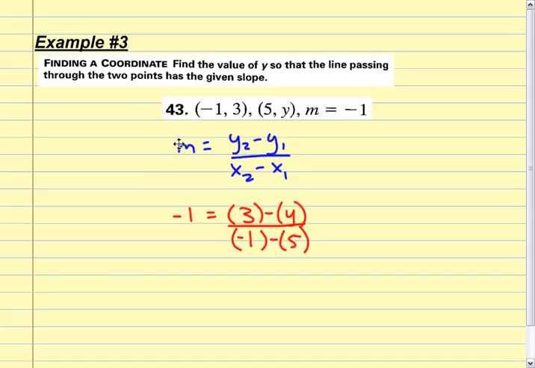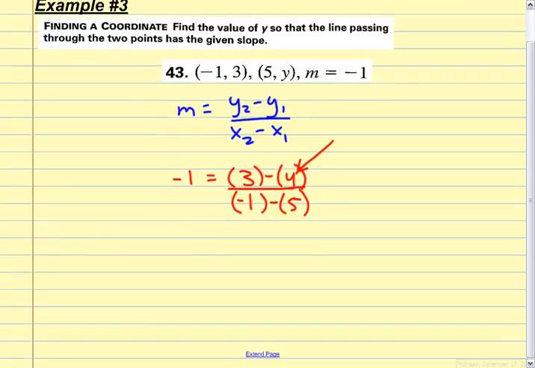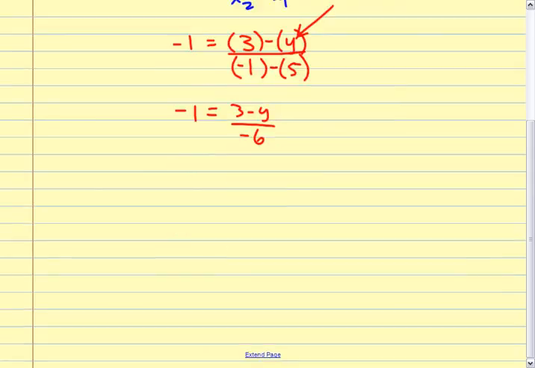Now, here's my variable that I've got to solve for, right? Oh, it's a 4. That's fine. Now, let's help simplify. What do I get on top? 3 minus y. And then on the bottom? -6. And where would you go from there?